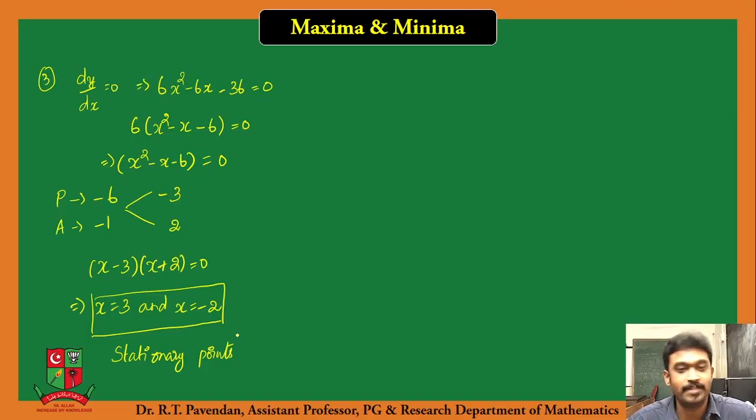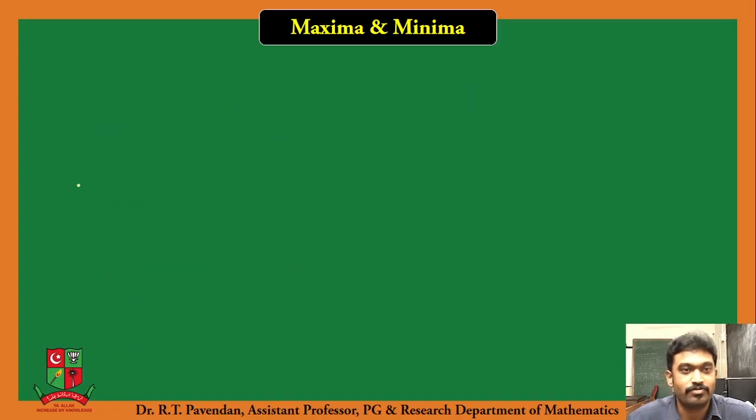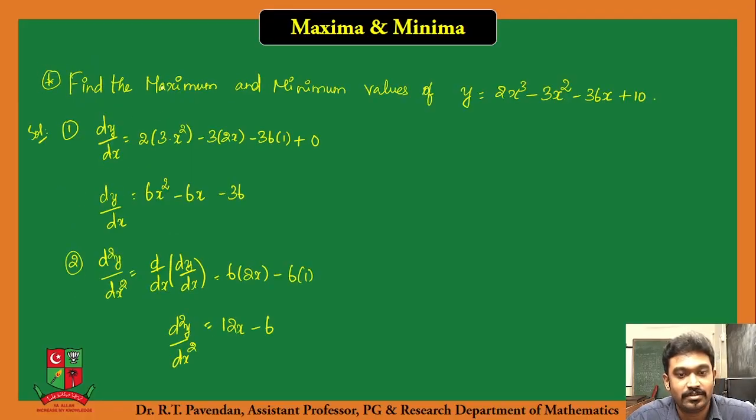Fourth step, actually we have to substitute these values, the obtained values of x, in the second derivative, that is d square y by dx square. Let us see what we have as d square y by dx square, that is 12x minus 6. At the place of x, here we have to substitute the obtained value and see if it is less than 0 or greater than 0. That is our next step. So for the fourth step, we know that d square y by dx square is equal to 12x minus 6. Let me check it. Yes.